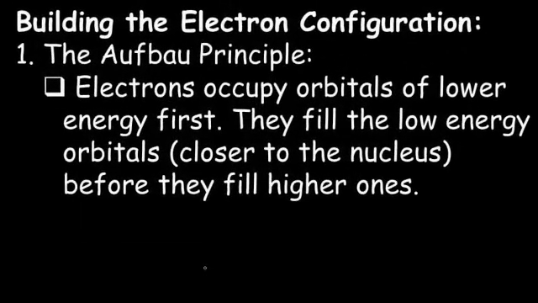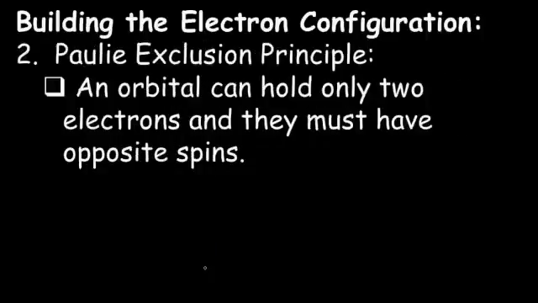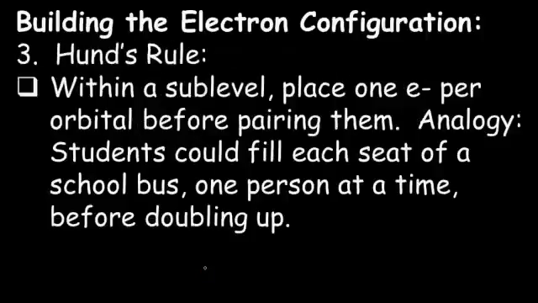Okay, now next there are some rules or principles to building an electron configuration, and I'll let you read those, but we will always follow these 3 rules as we build an electron configuration. This is the Aufbau principle, Pauli's exclusion principle, and Hund's rule.